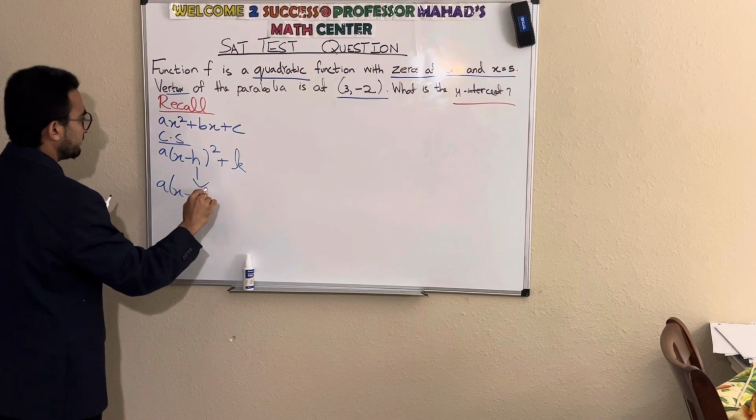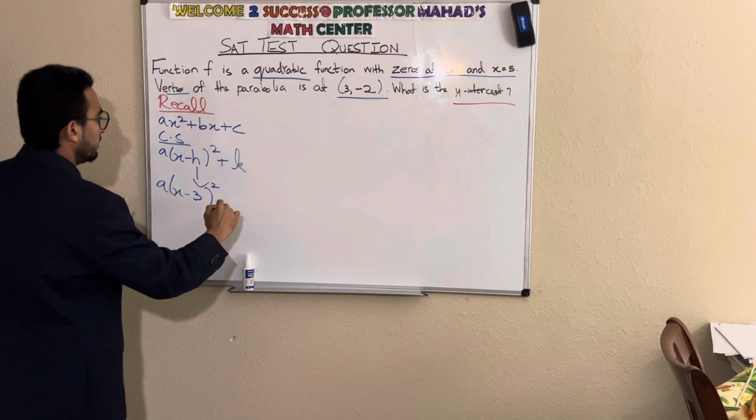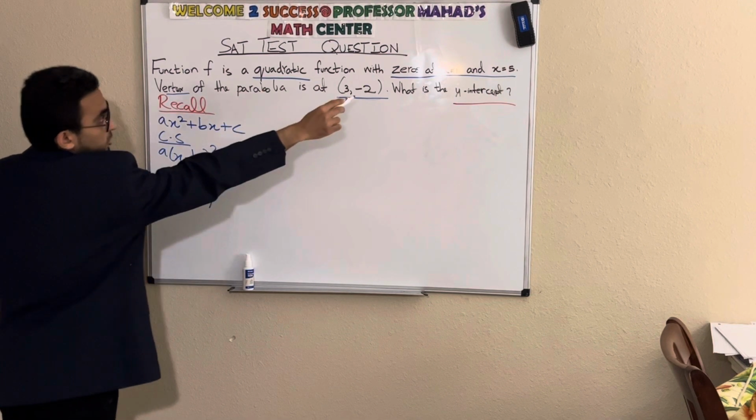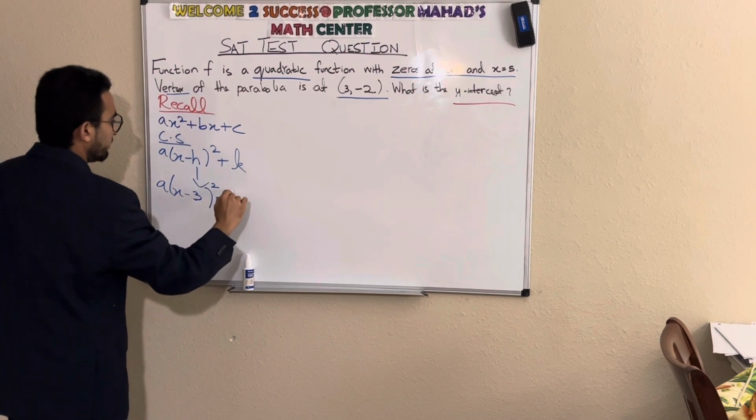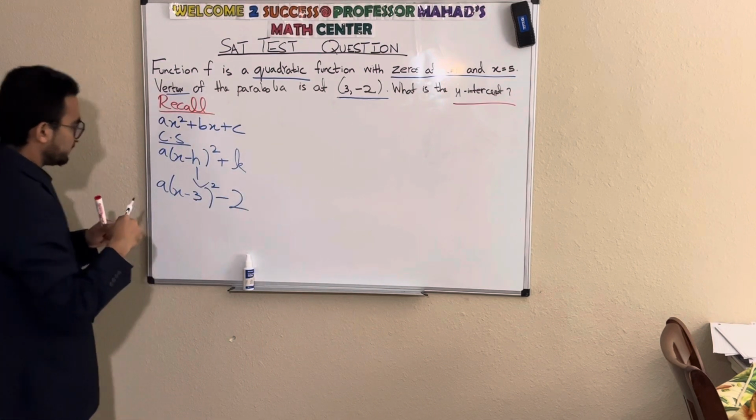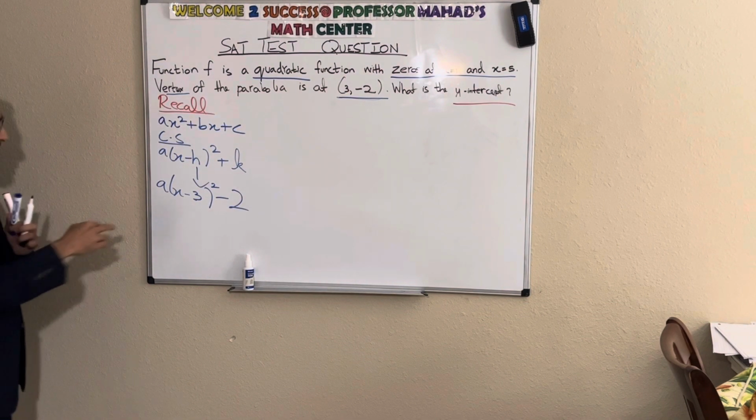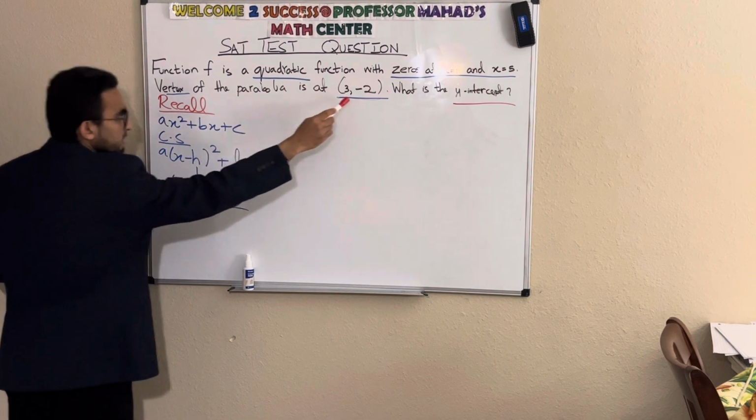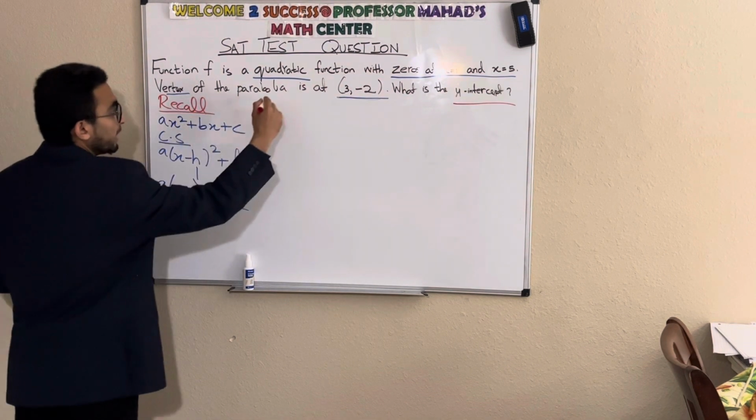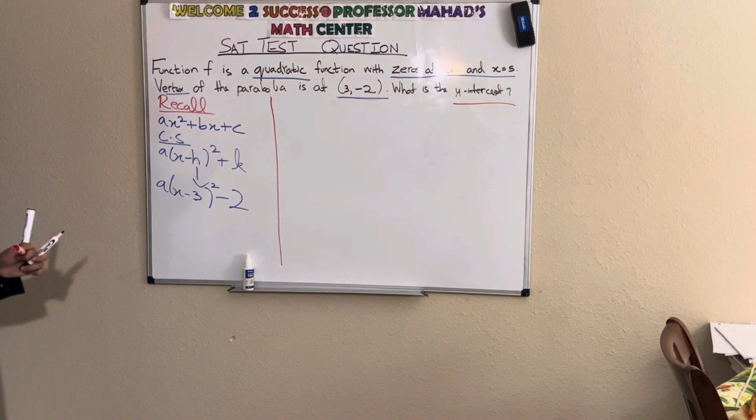3, whole squared, and then -2, so plus k, whatever the y value is, right? I can write it like this, right? What I tried to do was find the value of a first by substituting the vertex. I hope you guys are understanding so far. If you have any questions, you know my email.